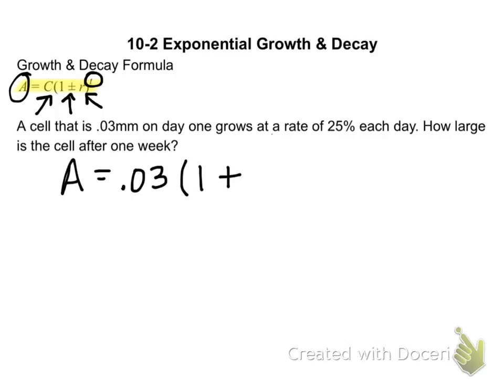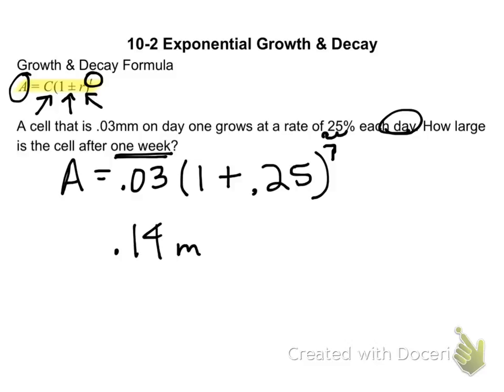It's growing at a rate of 25%. You can put 25% in your calculator, but I really would like you to do it as a decimal. So do 0.25. And then raise to the time. Well, it says each day and it says after 1 week. There are 7 days in 1 week, so your time is going to be 7. Even though it says 1 week, your time is going to be 7. So you would plug this in your calculator and see what you get. And so you'll get 0.014 millimeters. That's how big it would be after 1 week.